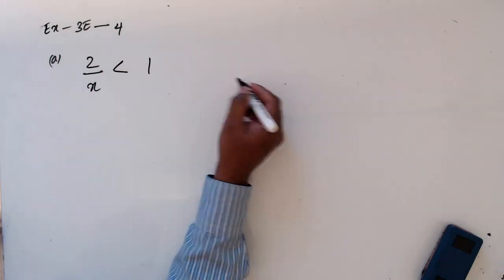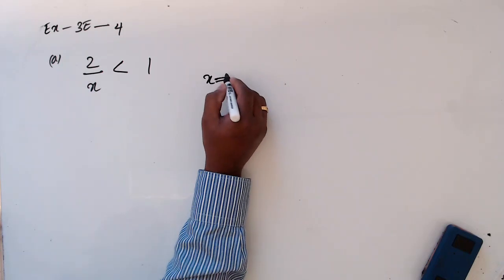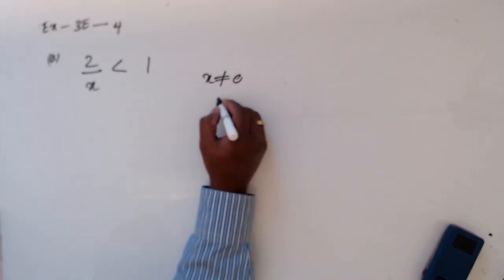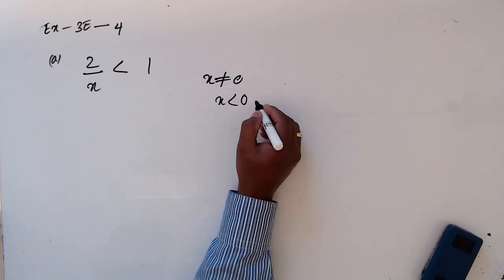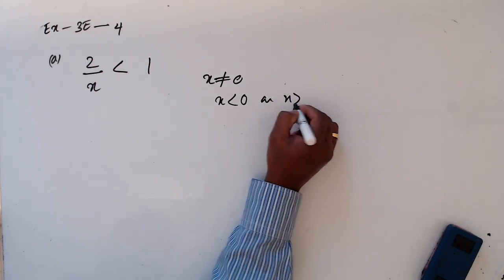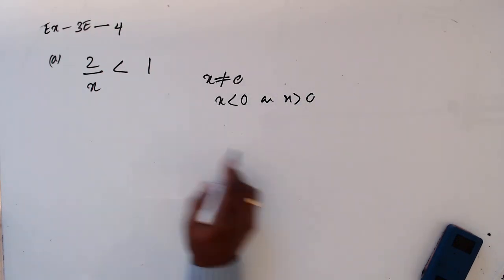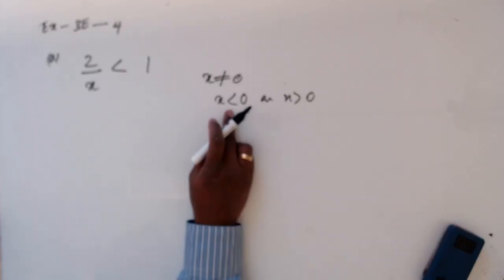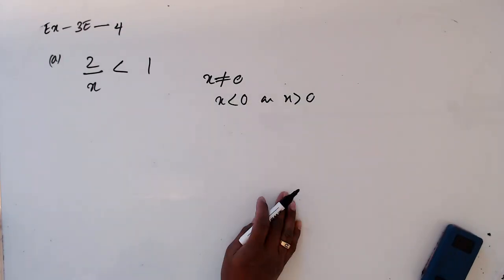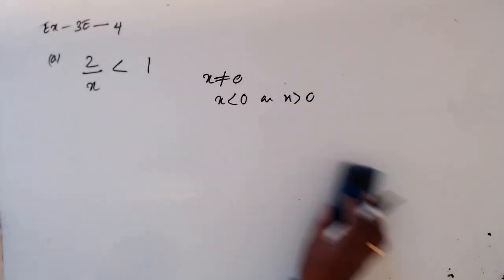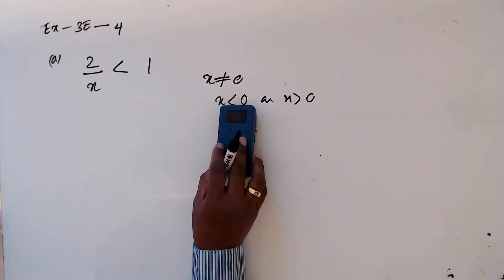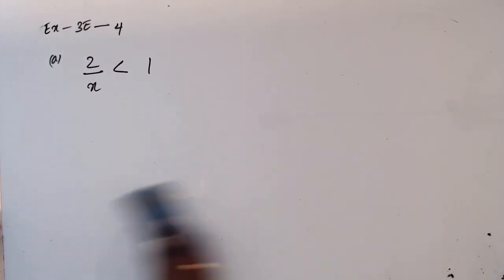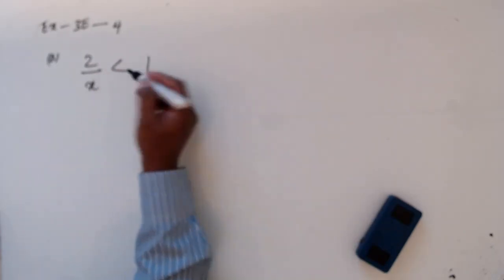In this exercise, they have given that x is not equal to 0, so x can't be 0. x can either be negative or positive. We know that we can multiply an inequality by a positive number, but if we multiply by a negative number, the direction of the inequality will change.